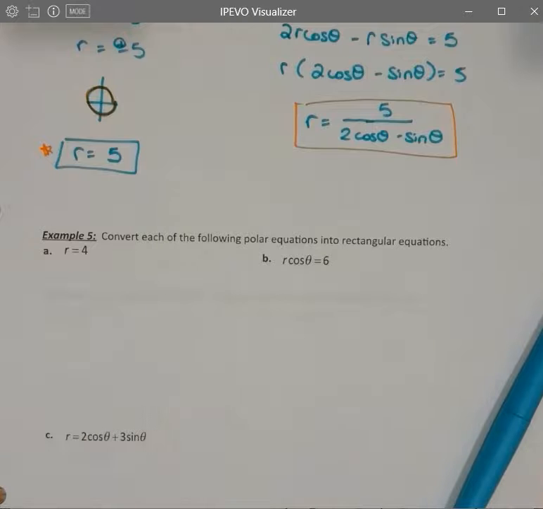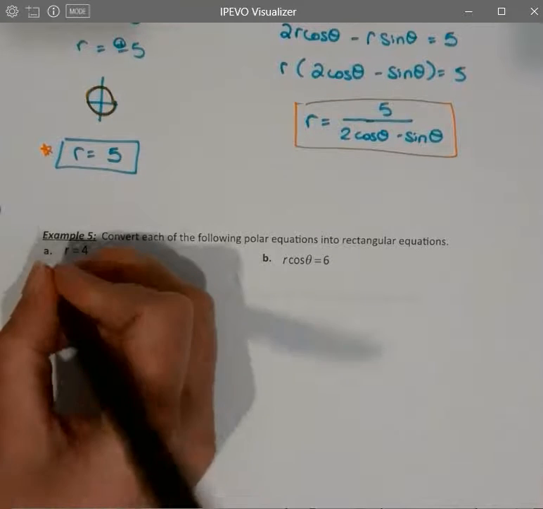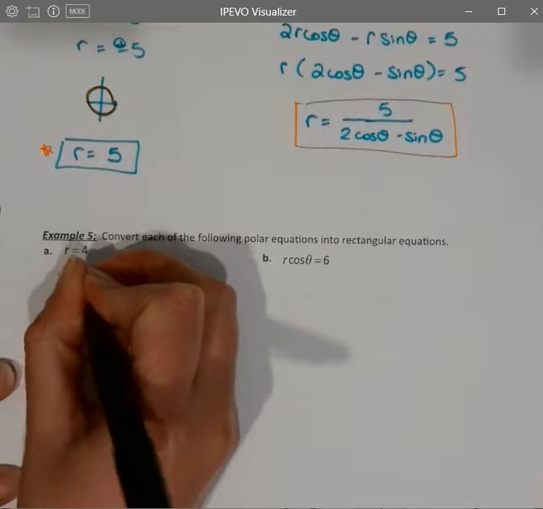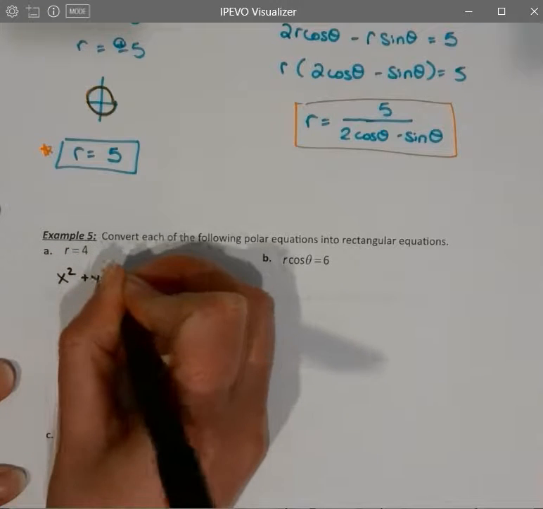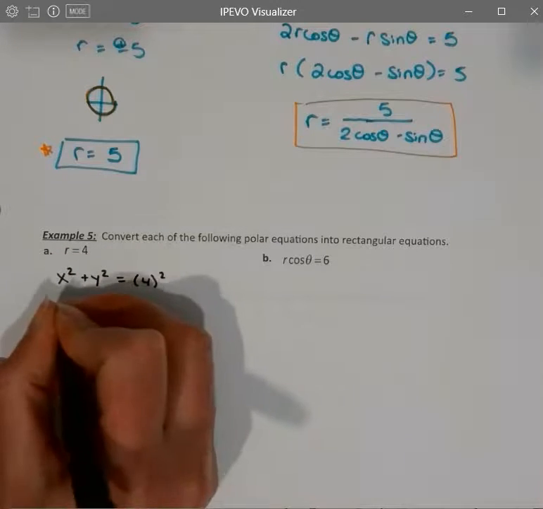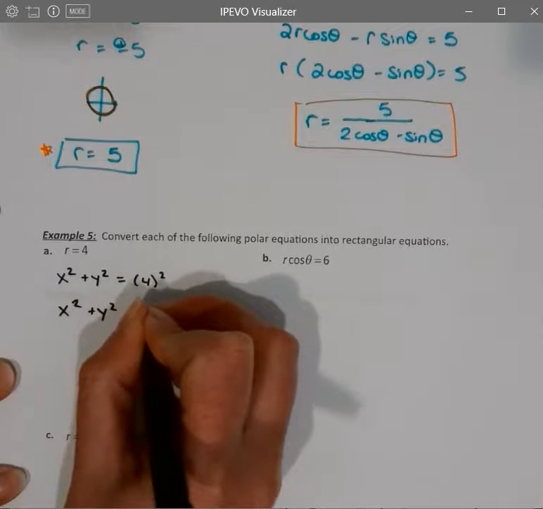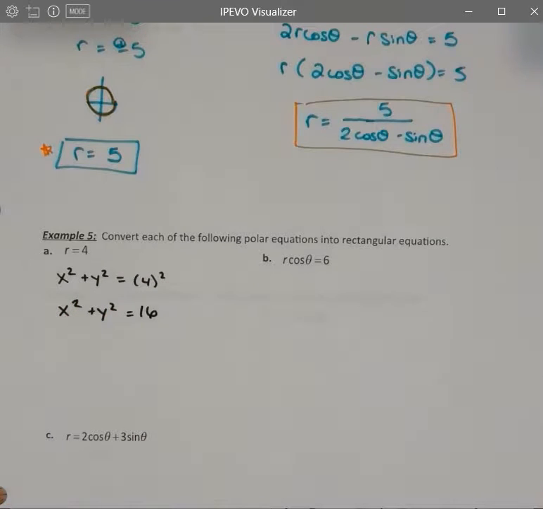So the first one is actually quite similar to part A above. If I have r equals 4, I know that x squared plus y squared equals r squared, so equals 4 squared. And so this equation would be x squared plus y squared equals 16. So it's going to be another circle. This time the radius is just 4 instead of 5. I don't think we need to graph that one because it's so similar.